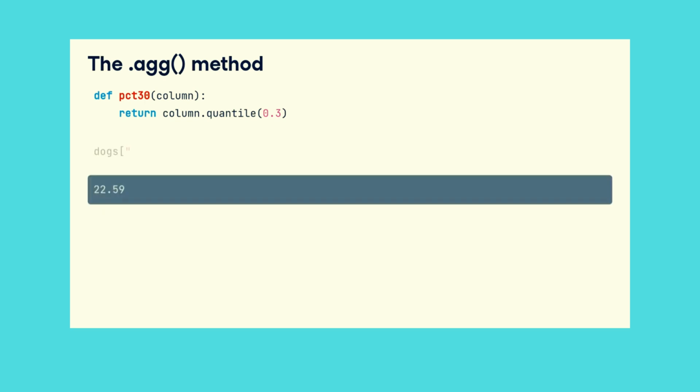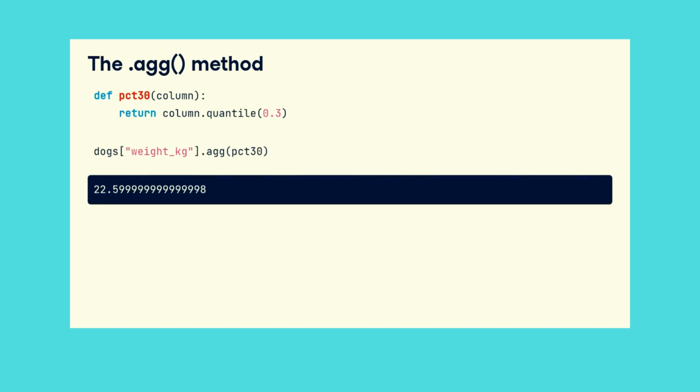The aggregate, or .agg, method allows you to compute custom summary statistics. Here, we create a function called pct30 that computes the 30th percentile of a data frame column. Don't worry if this code doesn't make sense to you. Just know that the function takes in a column and spits out the column's 30th percentile. Now, we can subset the weight column and call .agg, passing in the name of our function, pct30. It gives us the 30th percentile of the dogs' weights.